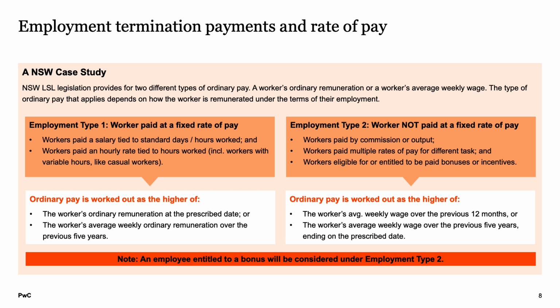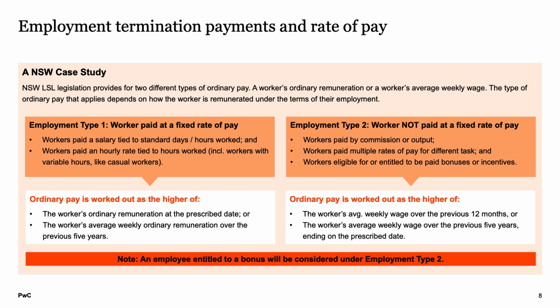The first type of employment applies where a worker is paid at a fixed rate of pay, such as workers who are paid salary tied to standard days and hours worked, or workers paid an hourly rate tied to hours of work, including workers with variable hours like casual workers. In these cases, ordinary pay is worked out as the higher of the worker's ordinary remuneration at the prescribed date, or the worker's average weekly ordinary remuneration over the previous 5 years.